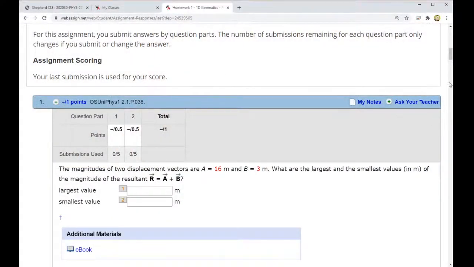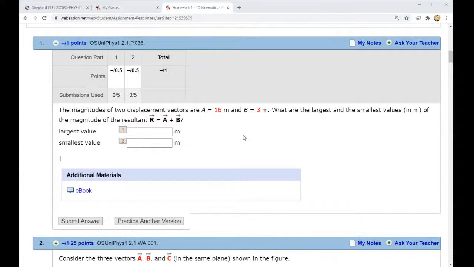But this is what WebAssign looks like. Notice there's a link right here to the ebook, so you can go right to the section in the textbook that deals with this topic. In WebAssign, if there's a number in red, that means every student is getting randomized values. So every student will get different numbers in this problem and thus have different answers.